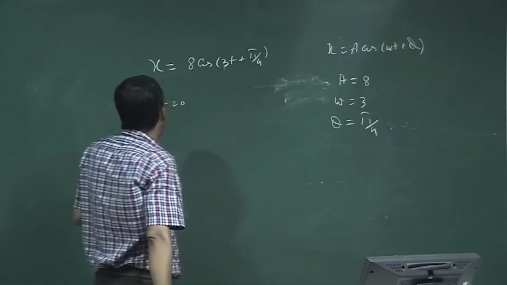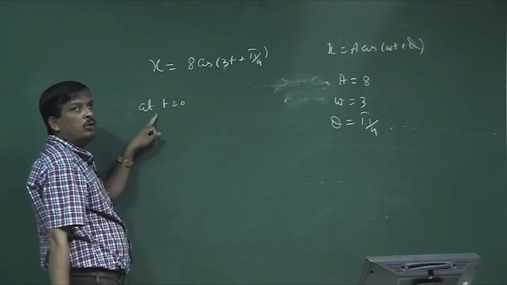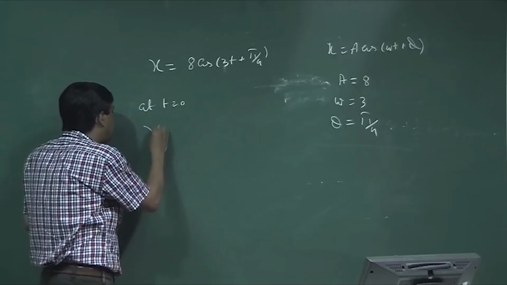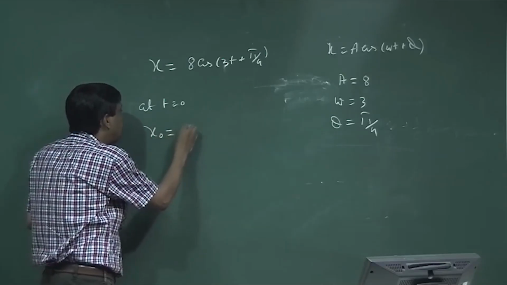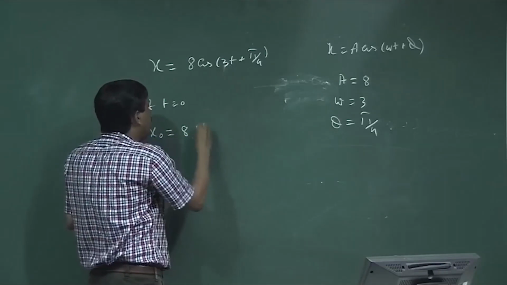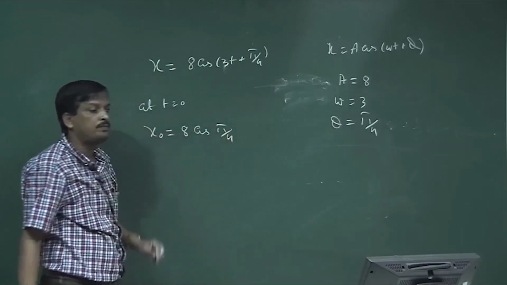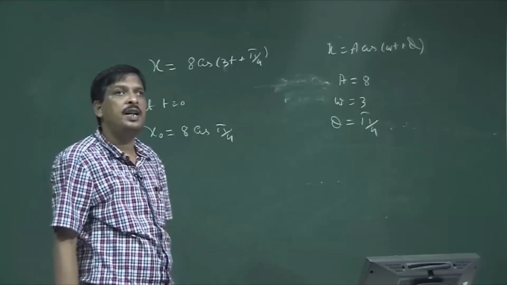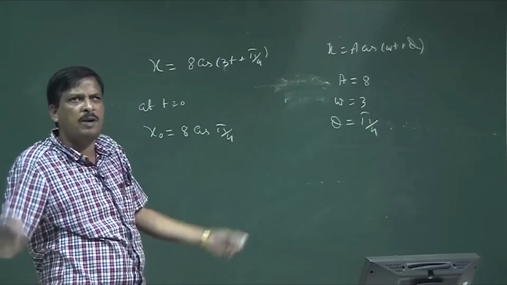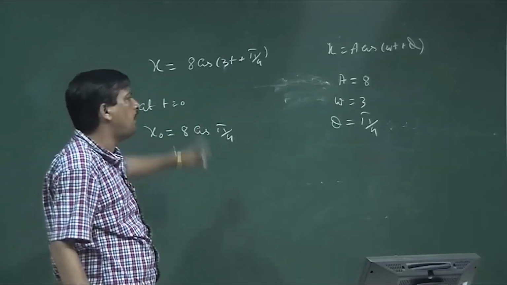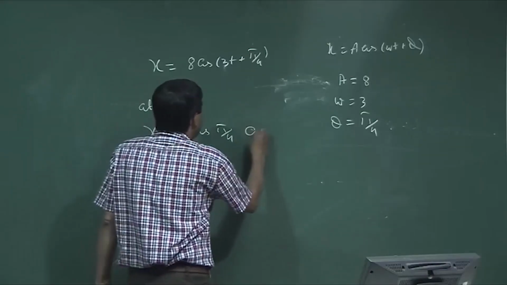Now, if I say at t equal to 0, what should be the displacement? x0 is equal to 8 cos(pi by 4). You know the value of cos pi by 4, multiplied by 8 centimeter.